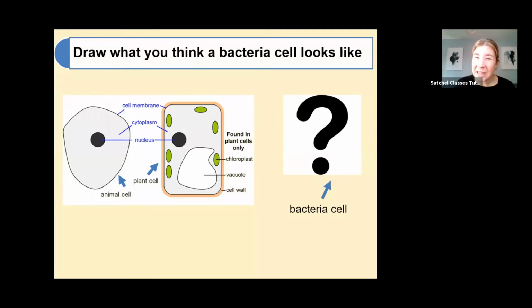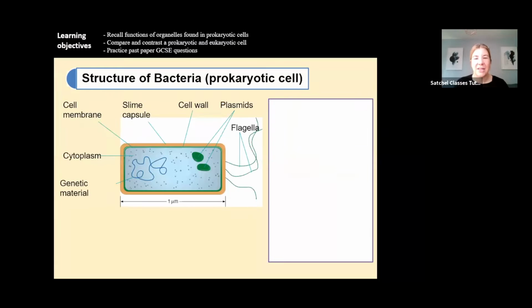Now you will find lots of different diagrams, and your textbooks will have a variety of them, but they all follow a similar trend, like what is on the screen now. For example, it'll have a cell membrane, cytoplasm, genetic material, and a cell wall. Some of them do not have slime capsules, so you might see that, but you might not. Some of them will have a flagellum, which we'll talk about in a minute. Some of them might not.